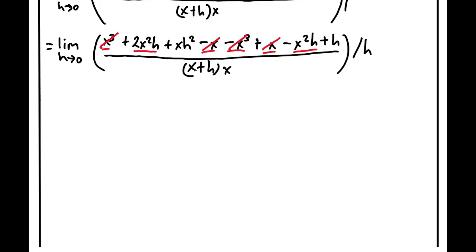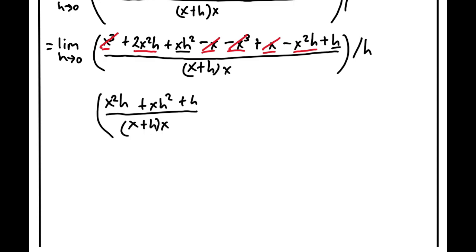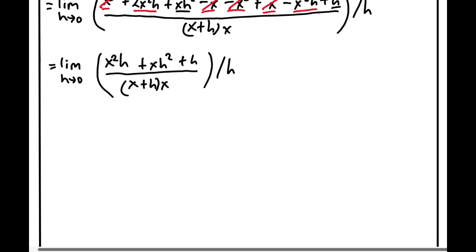These two become x squared h. What else? We have x and h squared. This one is alone, so it remains as x h squared, and then we also have h, which is left. This entire thing is over x plus h multiplied by x all together divided by h. Limit as h approaches 0.